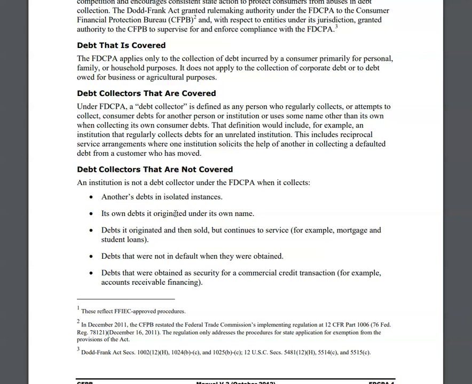Debts that were not in default when they were obtained. This goes back to the original creditor having the debt, and they are allowed to make calls and collect on that debt and not have to notify someone like a debt collector would have to notify someone. And then debts that are obtained as security for a commercial credit transaction. For example, accounts receivable financing.